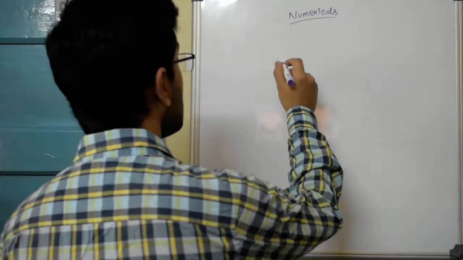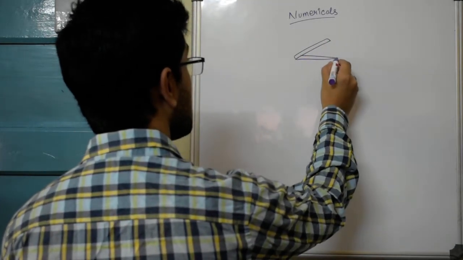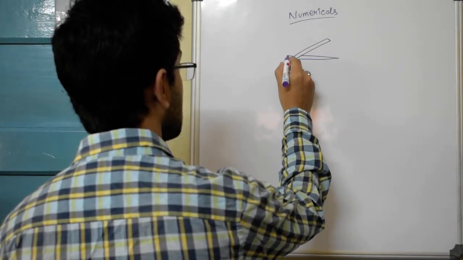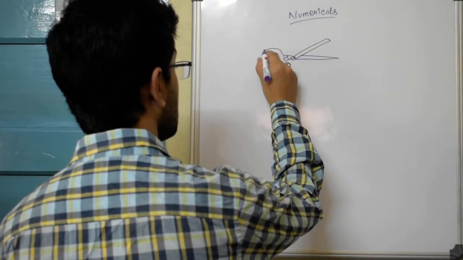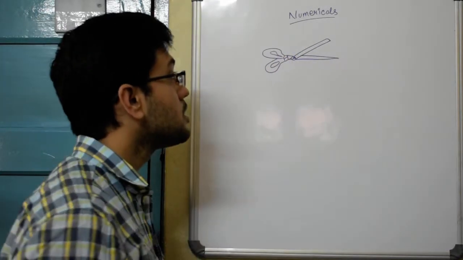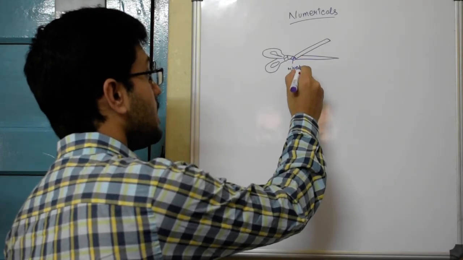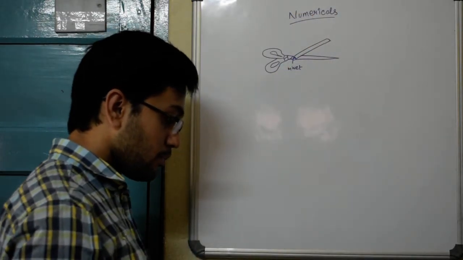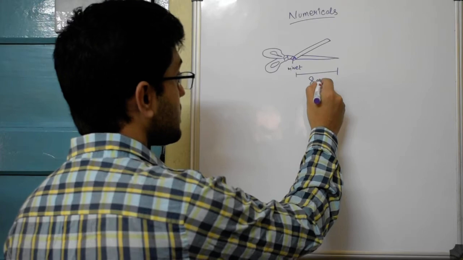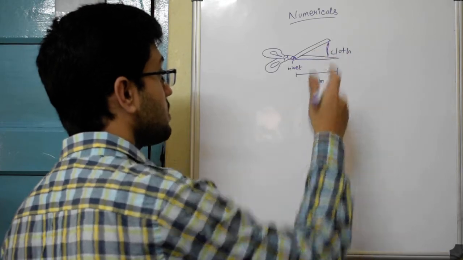If you ever look at a scissor, there are blades like these, and there is some kind of joint at this place, and then from here you have the place to hold the scissor with your fingers. So this basically is the rivet, and it is said that the cloth is kept at a distance of 8 centimeters. So this distance is 8 centimeter. You place the cloth here, whatever we want to cut, in between the blades.